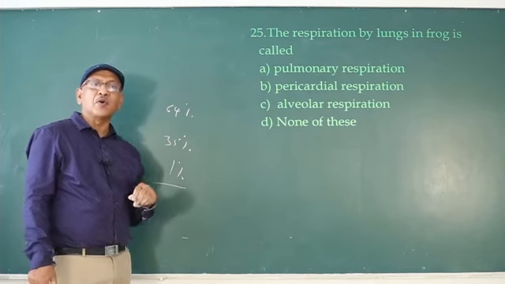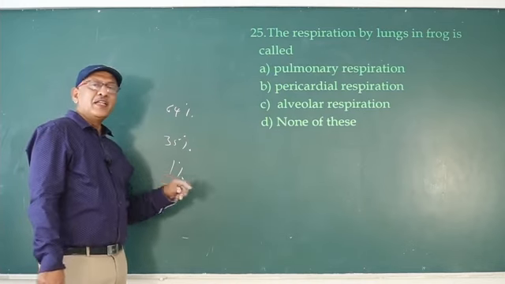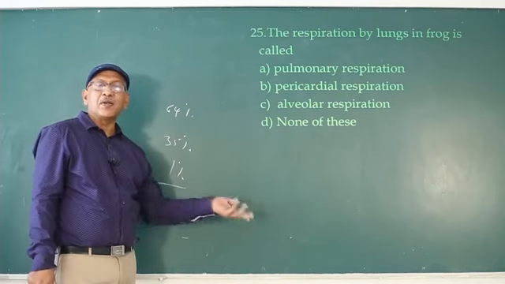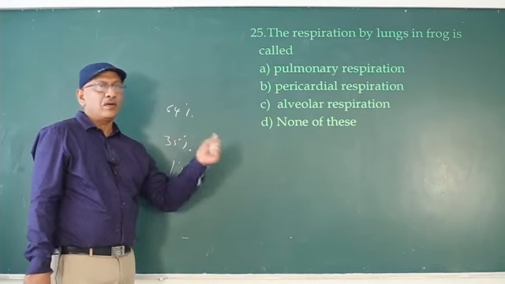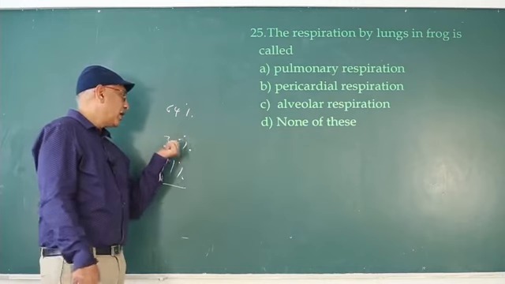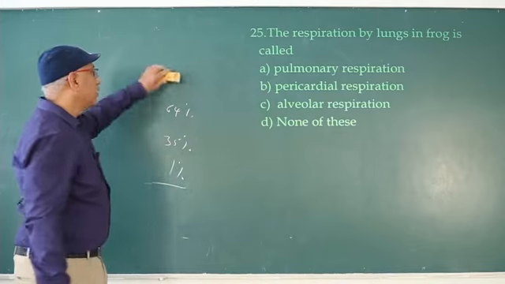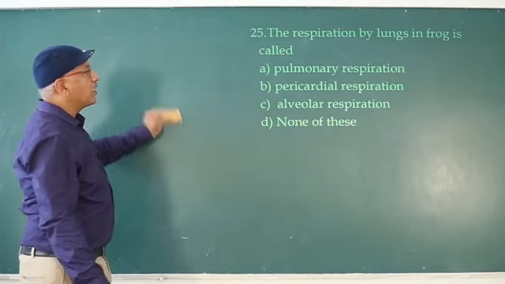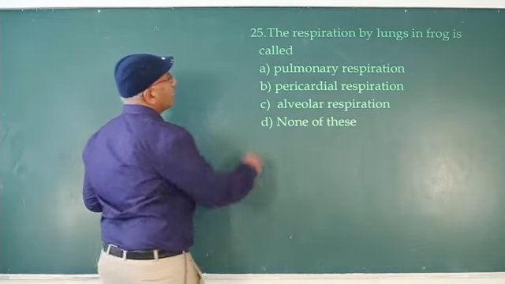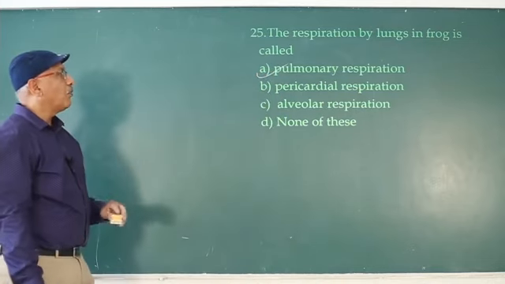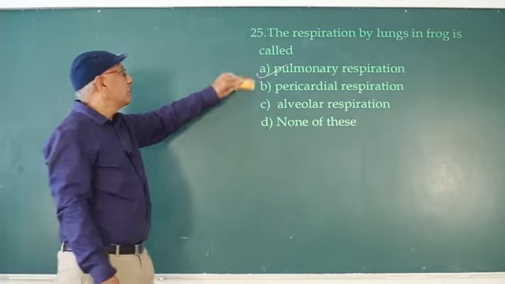That's why in our textbook also, skin is given as the principal respiratory organ. So that 35% respiration is enough. The amphibian directly depends upon cutaneous respiration. So that's why skin is the principal respiratory organ. Respiration by lung is known as pulmonary respiration.